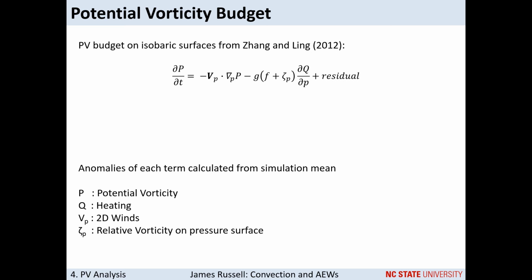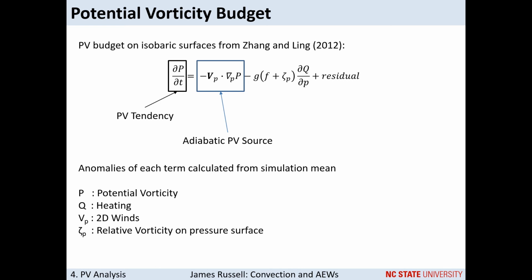This equation shows you the PV tendency. So that's your local potential vorticity growth or decay with time. And then we also have, on the right-hand side, adiabatic PV sources contributing to that overall PV tendency. And you can see from the form of the equation here that it's mainly advective. And then we have diabatic PV sources. And you can see from the form of the equation here that this is as a result of vertical gradients in diabatic heating, which is what we're going to be looking for.